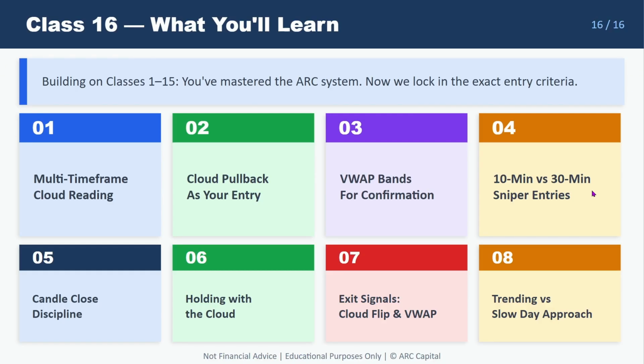So, class 16. What you'll learn, building on from class 1 through 15, you've mastered the ARC system. Now we lock into the exact entry criteria. 1, multi-time frame cloud reading. 2, cloud pullback as your entry. 3, VWAP bands for confirmation. 4, 10-minute versus 30-minute sniper entries, differences between them and how to play them. 5, candle close discipline. 6, holding with the cloud. 7, exit signals, which would be a cloud flip or test of VWAP. And 8, trending versus slow day approach, knowing how to approach each day, knowing if you should play defense, sit out, or if you are going to play confidently with size, right?